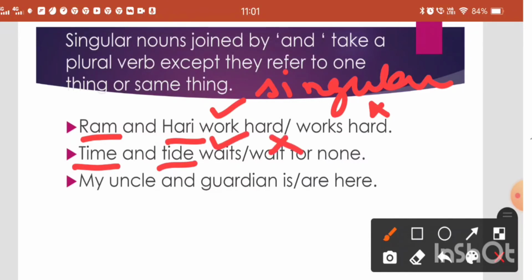"My uncle and guardian": again compound subjects, but here we have used a determiner before only one noun. So it means we are talking about one person, not two persons. My uncle is my guardian and my guardian is my uncle. So it will take a singular verb, that is "is", not "are".